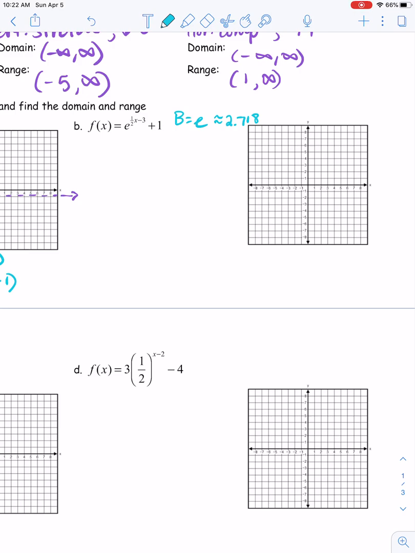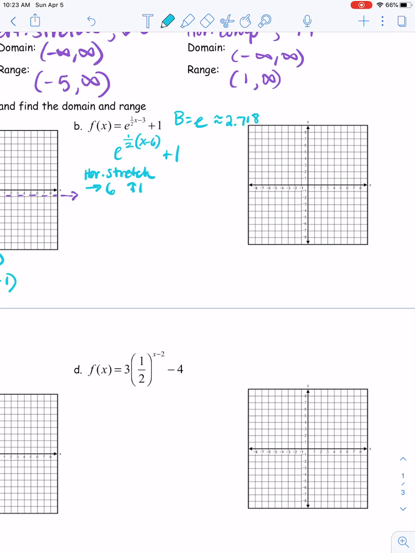So I'm going to rewrite this as e to the 1/2 open parentheses. This is now x minus 6 and then plus 1. If I distribute that 1/2, I would get 1/2 x minus 3. Okay, so I haven't changed anything, I just rewrote it. So now I can list my transformations as a horizontal stretch, because I had that 1/2. I'm going right 6 and up 1. Okay, so I'm going to go ahead and move my origin right 6 up 1.